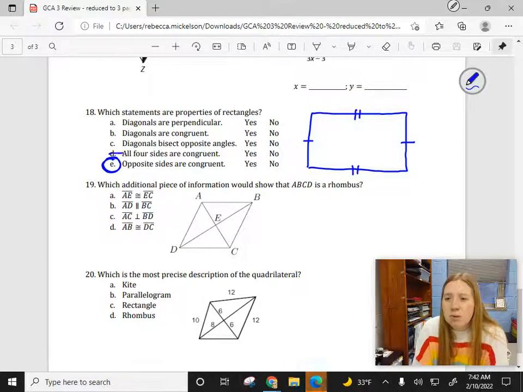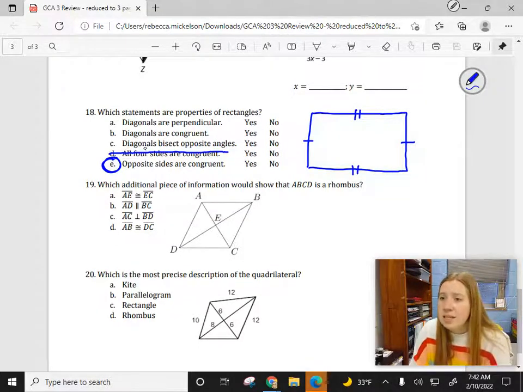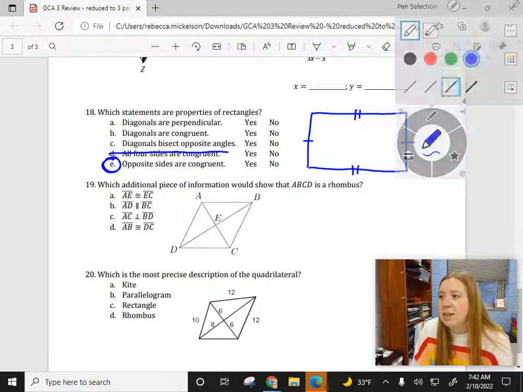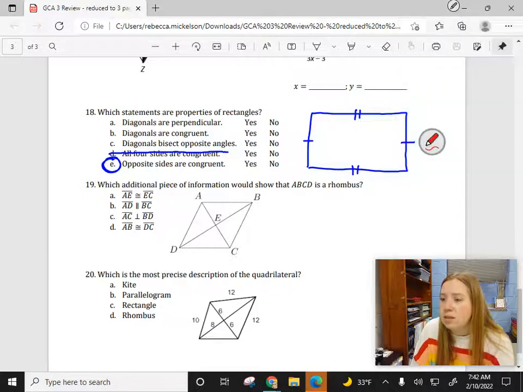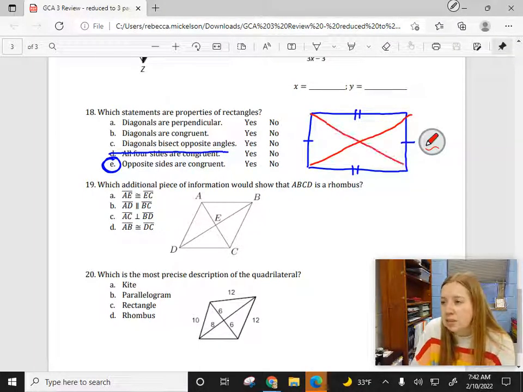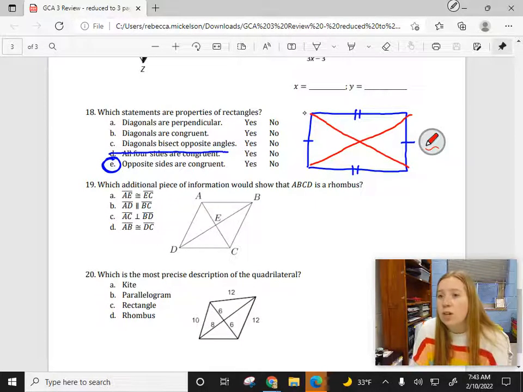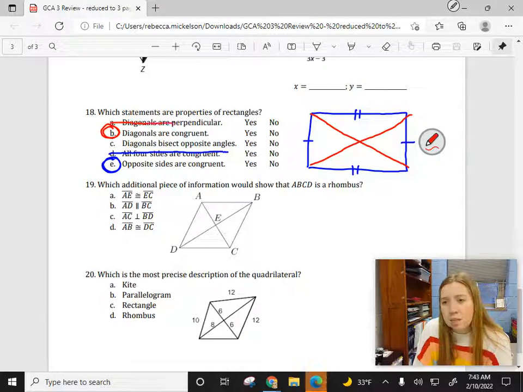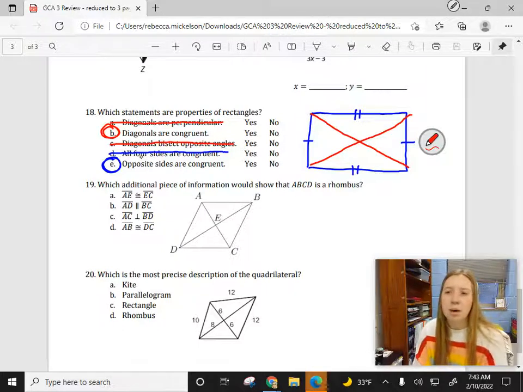D says all 4 sides are congruent. That is not true. A through C are talking about these diagonals that cut through the corners of my rectangles. And these diagonals are congruent to each other, but they are not perpendicular and they're not angle bisectors. All of the ones we crossed out are properties of squares, not rectangles.